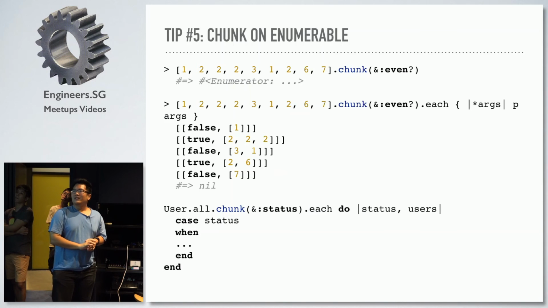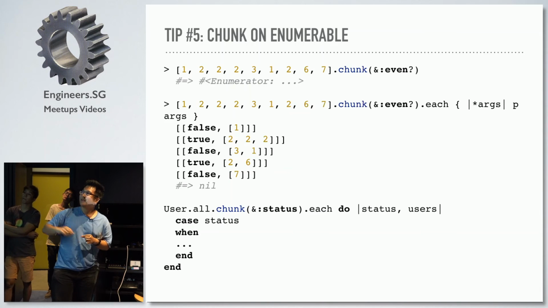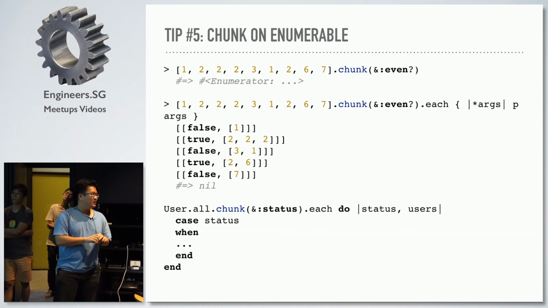So the thing you need to understand here is that chunk does not do the full grouping. It runs through all elements in your enumerator once, and that's it. It forms a new group every time it sees a change in the value that is returned by whatever you pass into the chunk method. So when would you use this? Not very often.